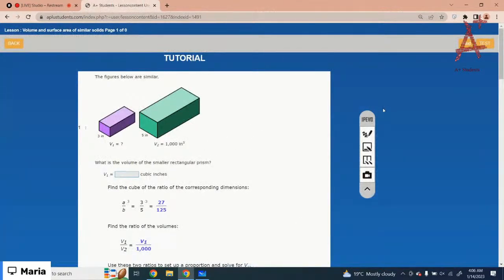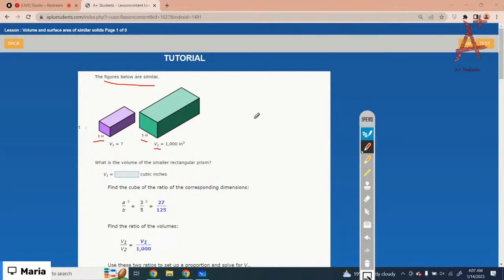So let's start with the first example. The two figures are similar. You are given two of the side lengths and the volume of the larger figure. You have to find the volume of the smaller one, the smaller rectangular prism. Whenever we are working on volumes of similar solids, you have to form the ratios between their corresponding sides. So just form the proportion.